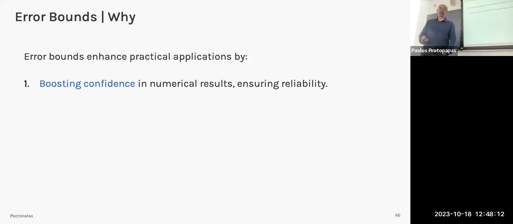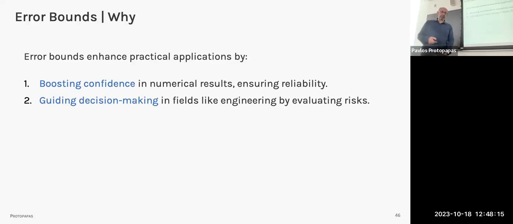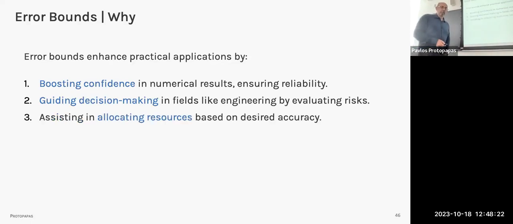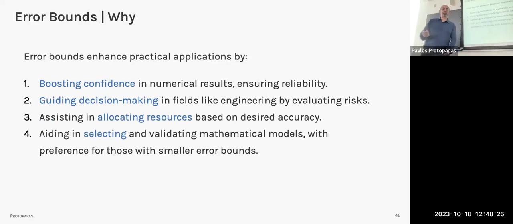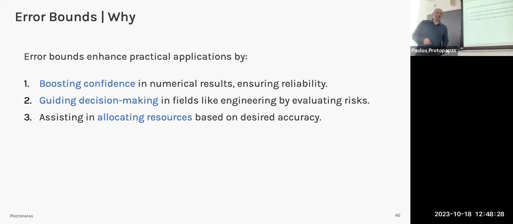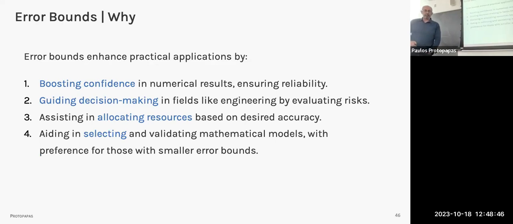Boosting confidence in numerical results and ensuring reliability, guiding decision making, especially when we make decisions. We need to know that error bound, what is the worst case scenario or best case scenario, and then for allocating the resources. So this number 3 is a little bit more involved, because what we start doing now, instead of training until we run out of credits or the loss, we say train it until my error bound is satisfied. You just give a tolerance and you can do it this way. And then we can use it to choose between models.